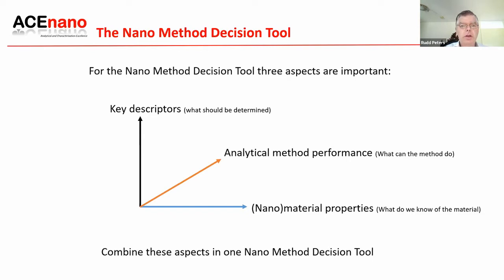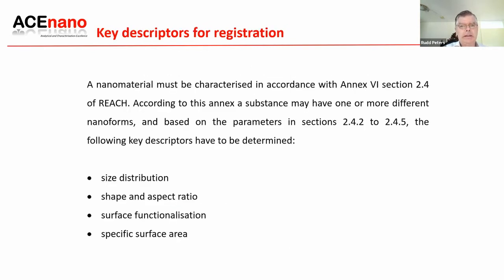are compared to the suitability of the technique for the analysis of a certain material. Now let's first look at the key descriptors. We have 3 groups, like I already mentioned. The key descriptors for registration. For registration of a nanomaterial, it must be characterized in accordance with Annex 6, Section 2.4 of REACH. And according to this annex, the following key descriptors have to be determined. And these are size distribution, shape and aspect ratio, surface functionalization, and specific surface area. So you have to hand in numbers for these key descriptors. And we've added these to the nano method decision tool to find out what method is best to determine these.